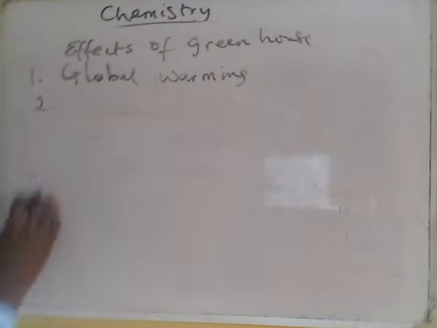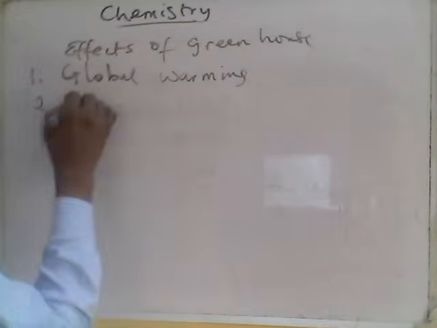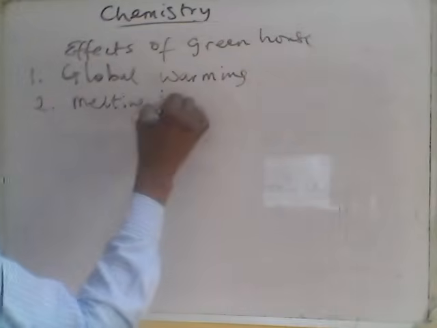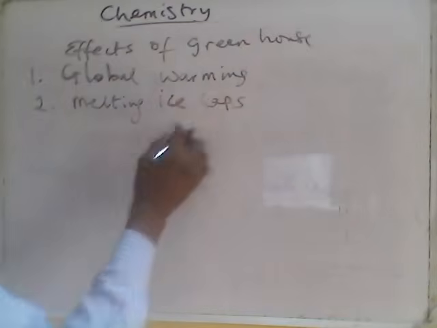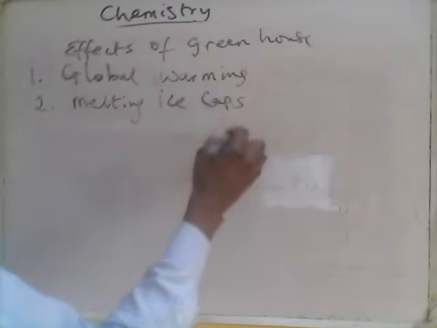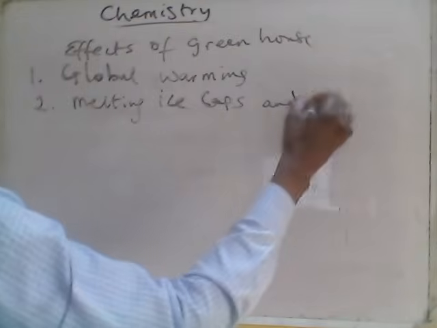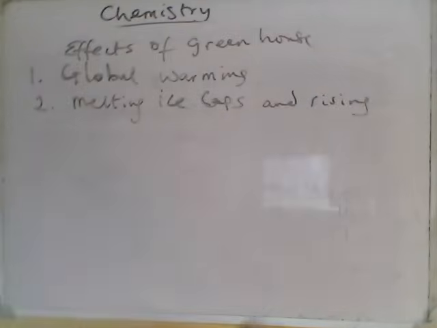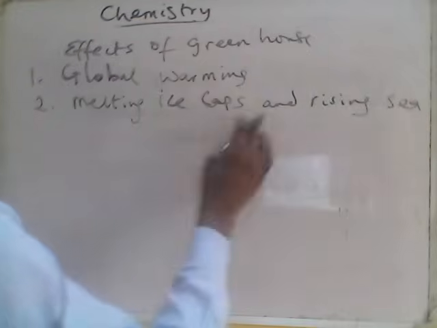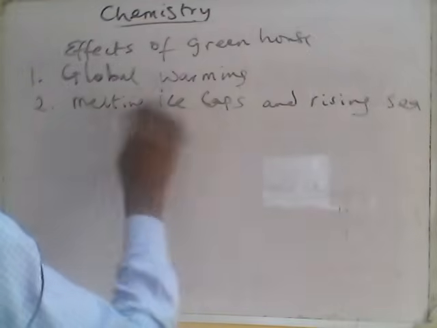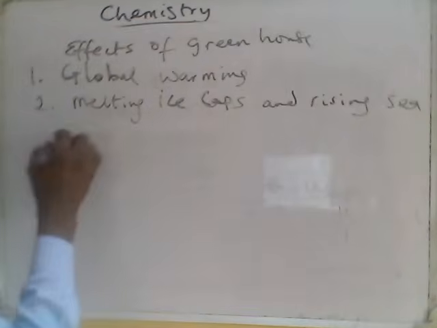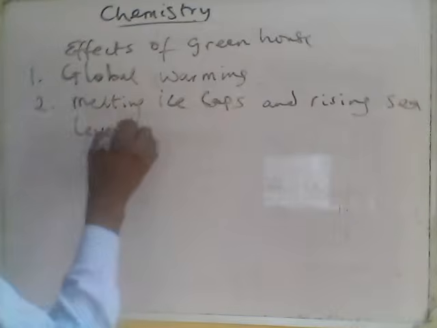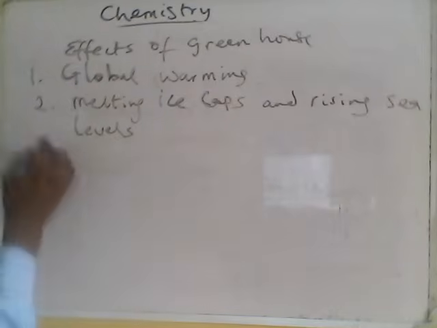Okay, so melting ice caps and rising sea level. There are some regions of the world that have ice, and there are ices that are built like a form of mountains. And if the Earth keeps on having increasing temperature, this ice cap will melt. This ice cap actually traps water. So if it melts, the sea level will rise. That's why you see sudden surges of water or flooding in some areas. This is because the sea level is rising.